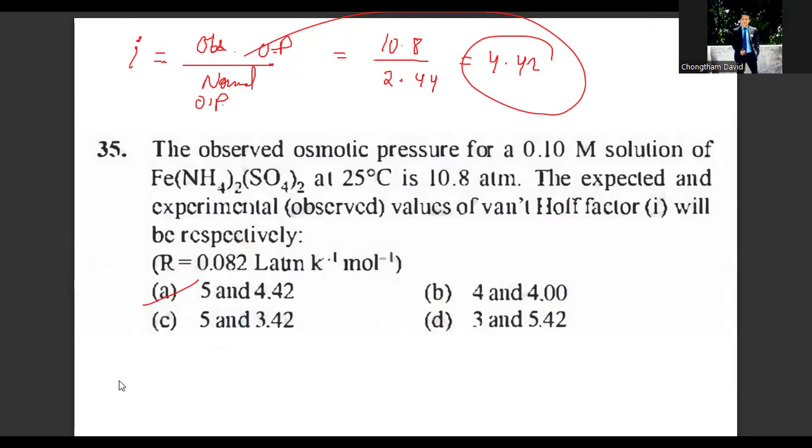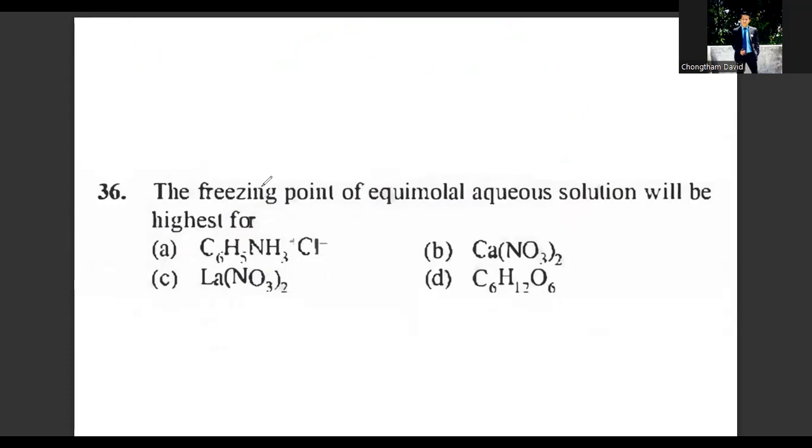Let us read question number 36. The freezing point of equimolar aqueous solution will be highest for. So when you study, you have to go and analyze thoroughly, considering the worst case scenario. Don't expect and attempt easy questions. Learn to solve difficult ones so that you are well prepared and equipped for your upcoming NEET exam. So let us continue. We are left with only 8 questions. Let us read question number 36. The freezing point of equimolar aqueous solution will be the highest for.